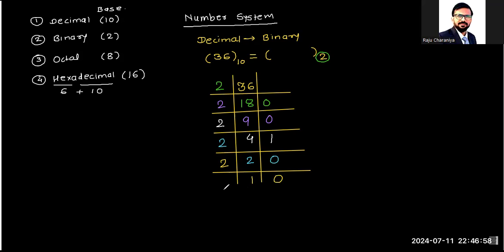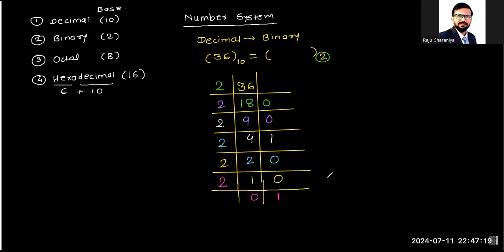Now the last number, 1, should be divided. We've reached the last step. 2 times 0 gives 0, so 1 minus 0 gives a remainder of 1.